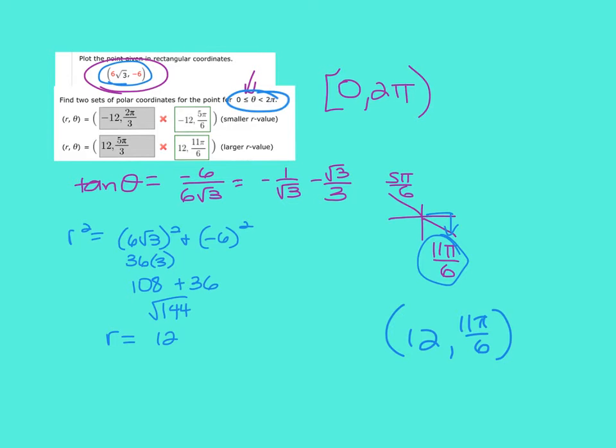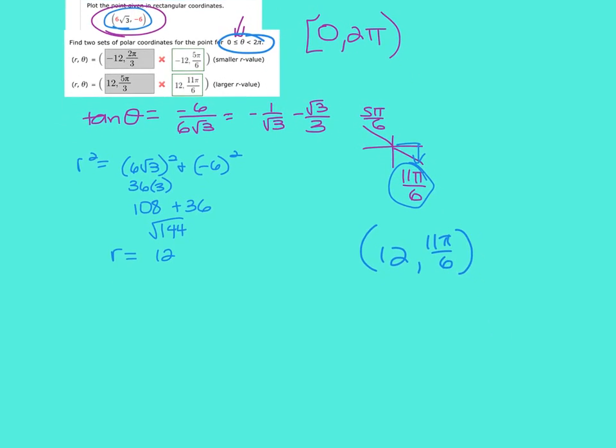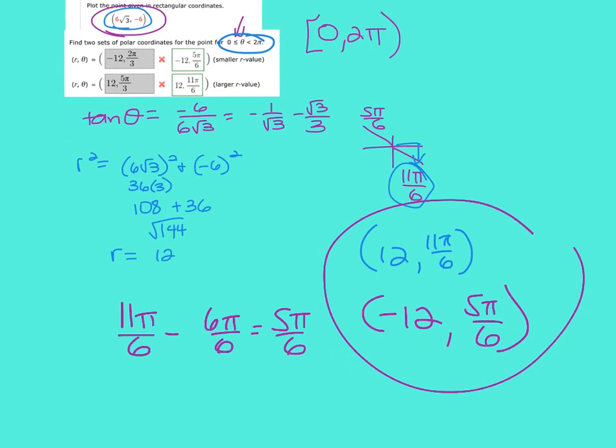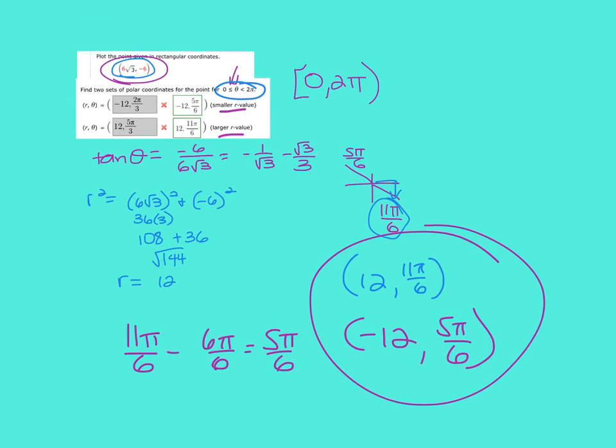If you keep r the same and add 2 pi, it's too big. You subtract 2 pi, it's too small, which means you have to change the sign on the 12 to be negative, and then add or subtract pi. If I add pi, it's too big, but if I subtract pi, or 6 pi over 6, I get 5 pi over 6, which is the other working angle. So these two are your polar representations, and it just said put it smaller than larger. So the first one, the negative comes first. Questions?